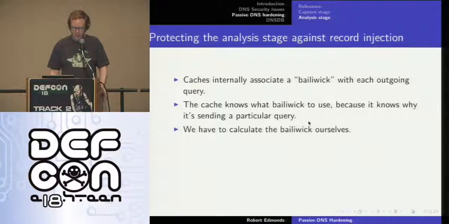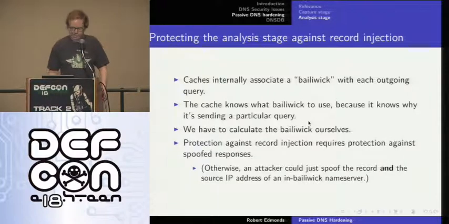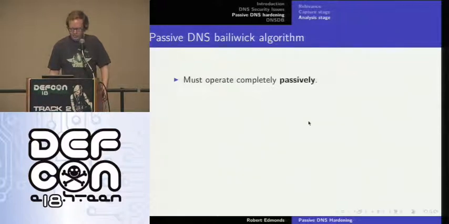We don't see anything in the packets to help us determine the bailiwick either. So we have to determine it ourselves from first principles. That's a relatively minor point. So we have to develop an algorithm that operates entirely passively. It's not allowed to make any inquiries of its own.